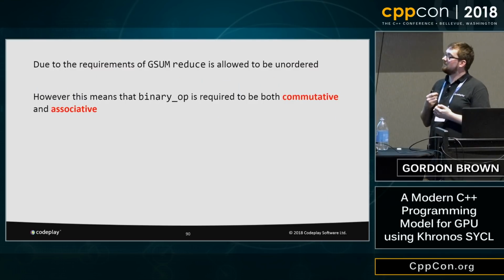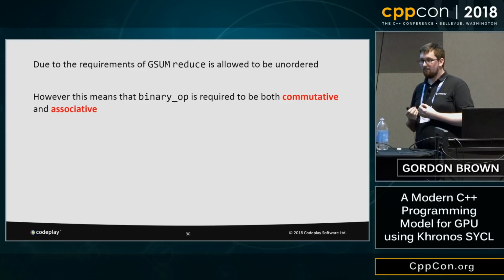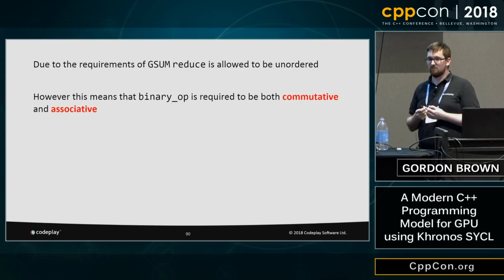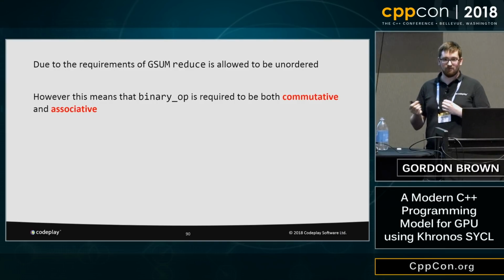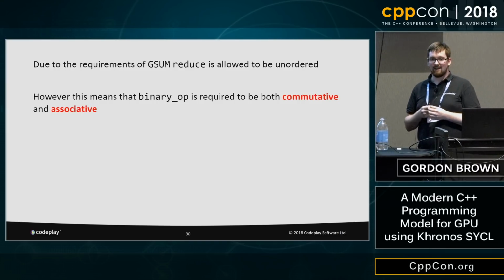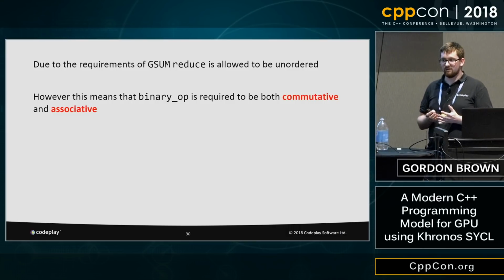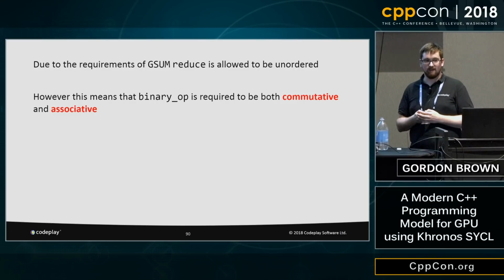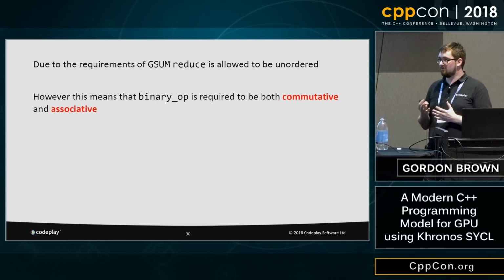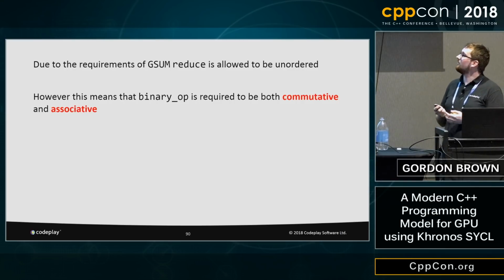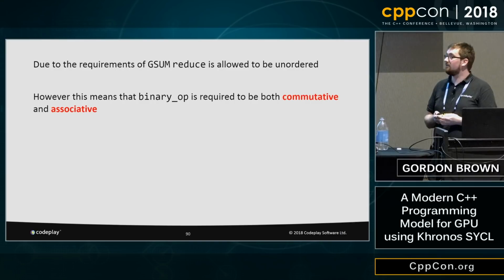That's because, due to the requirements of gsum, gsum allows the algorithm to be unordered, but it also means that the binary operation needs to be commutative and associative. That means the binary operation has to be such that changing the order of the operations or the grouping of the operations can't change the result. So this rules out floating point operations and integer divide and minus operations. It reduces what you're able to do, so you have to be careful about the binary operation that you use in your reduction when using this unordered algorithm.